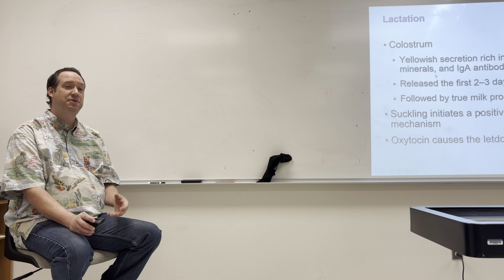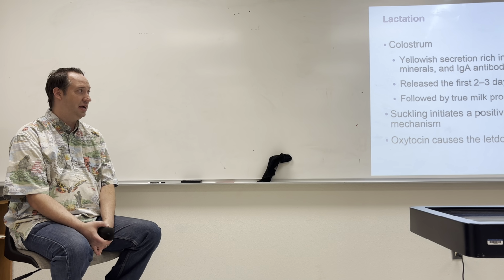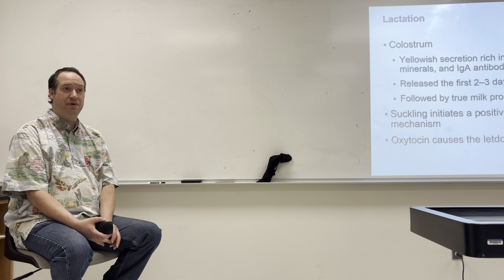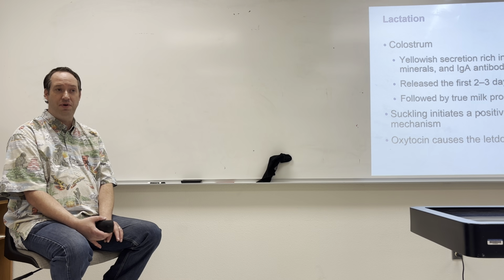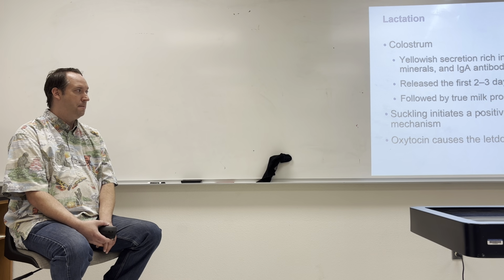Now the first milk that's produced is called colostrum. It's kind of a yellow fluid. It's thicker than the true milk. It's got lots of vitamin A in it. It's got lots of antibodies. Antibodies are going to be conveyed through breast milk. Remember, that's passive humoral immunity. That's immunoglobulin A. Passive humoral immunity.